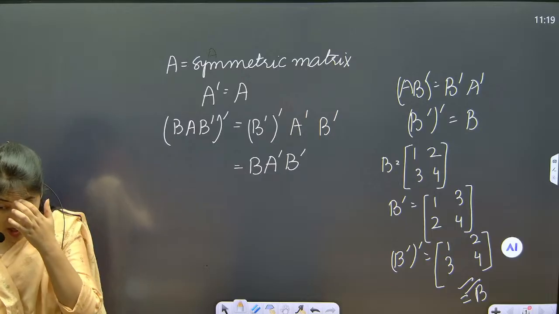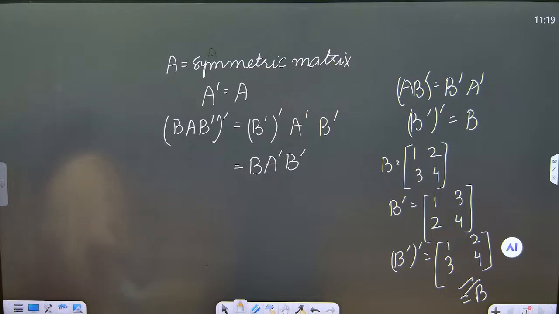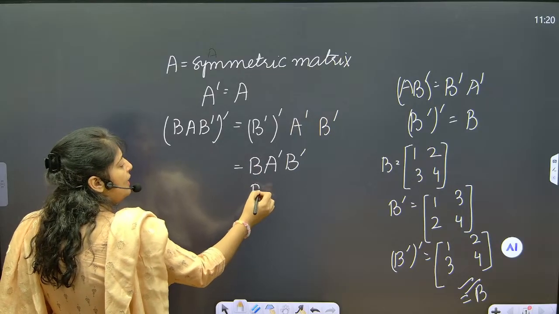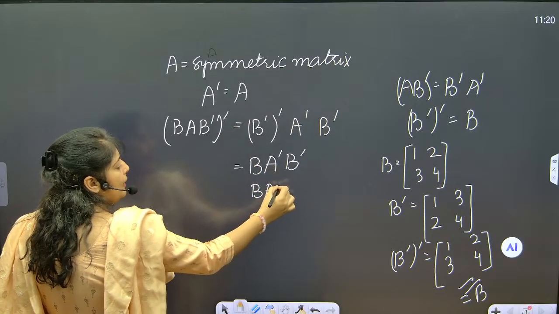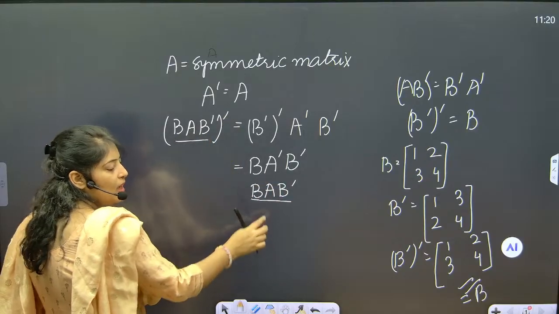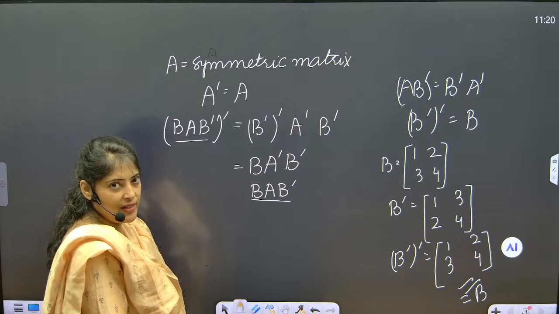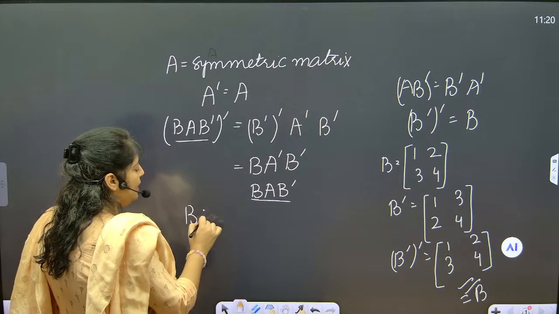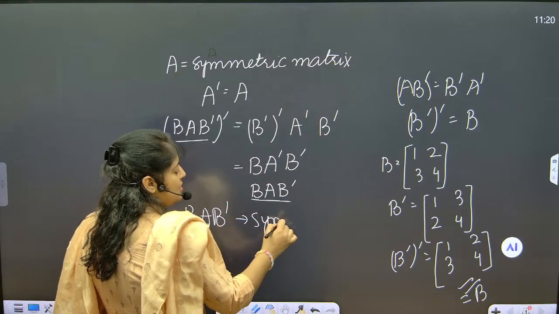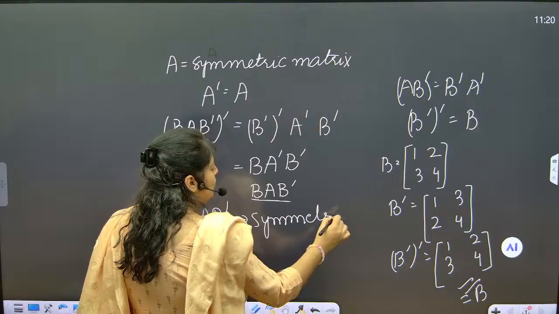Alright. So now what is coming? But we have to use this concept also. A transpose is nothing but A only, and B dash. See, we started with its transpose and we are coming back to the original matrix. So this is nothing but B A B dash, which is also a symmetric matrix.